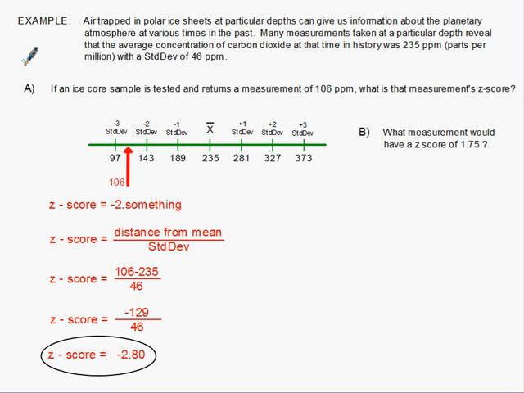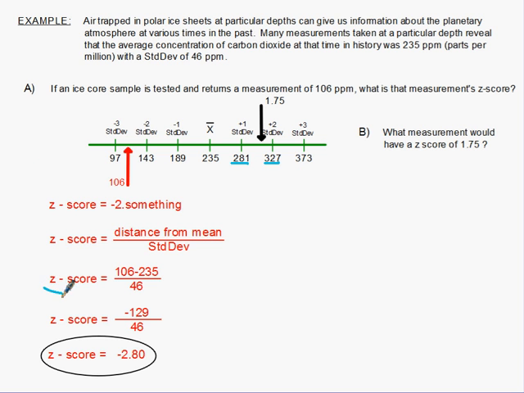Now, the next question is essentially going backwards. If we have a z-score of 1.75, what would be the actual data measurement? Positive would be to the right. It'll be between 1 and 2 standard deviations, so somewhere around here. So it'll be between 281 and 327, the actual data measurement. We have to figure out what that is.